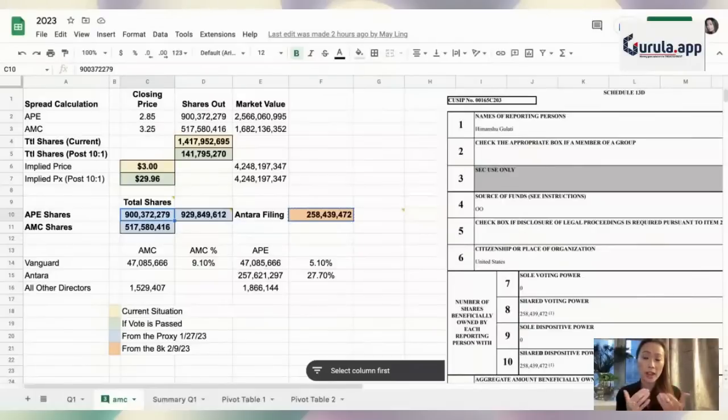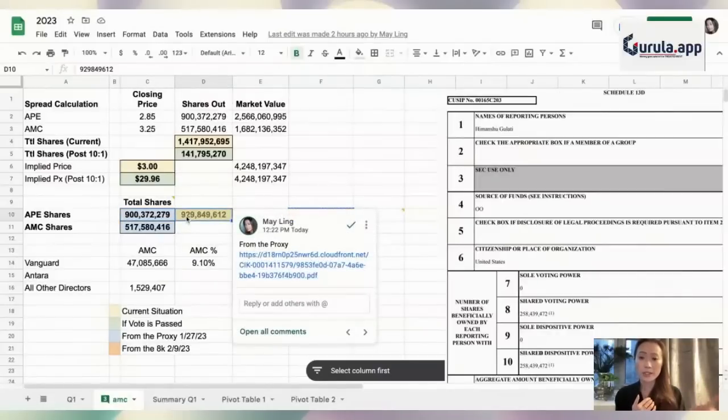And so as a result, I'll show you that the share count is very relevant to being able to correctly calculate what the implied prices would be if everything goes through. Okay, so that's the one thing to note. So again, oops, sorry, this number right here, the 900, which I'm going to use, comes from the most recent 8K.